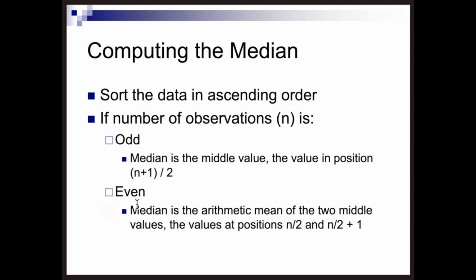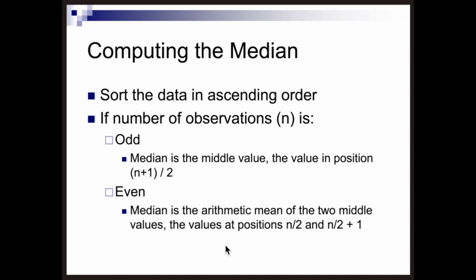On the other hand, if we have an even number of observations, then we've got two middle values, and the median, by convention, will be the arithmetic mean of the two middle values, the values at positions n/2 and n/2 + 1 in that ascending data array. By using this convention where we calculate the arithmetic mean of the two middle values, that's always going to give us a unique value for the median when we have an even number of observations.